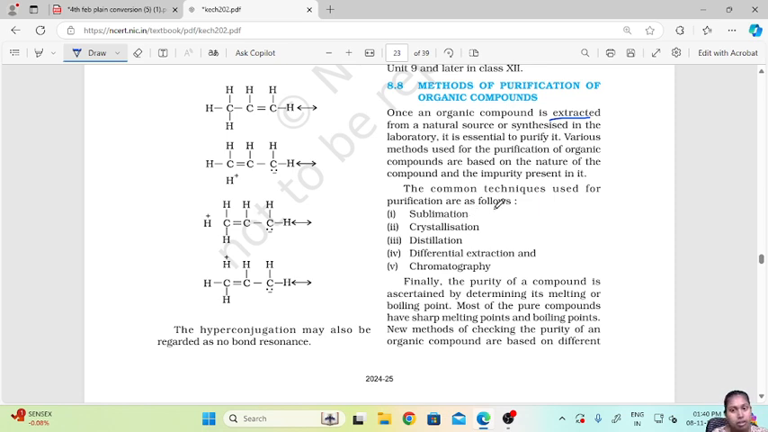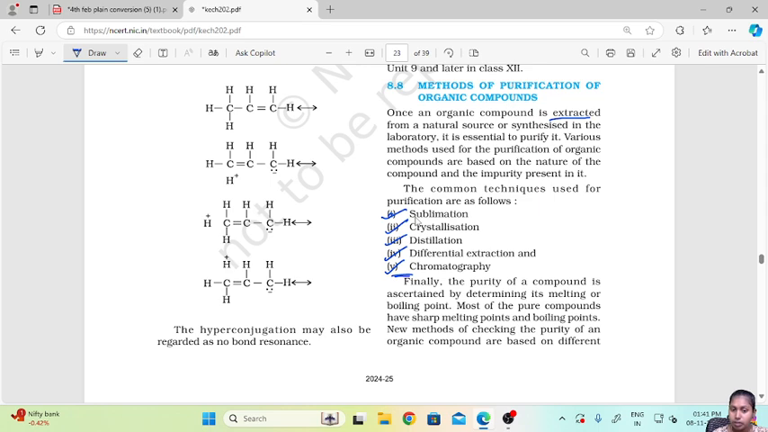It also depends upon the impurity. If the impurity and your organic compound are quite similar, the difference is not huge, then you can use differential extraction to separate them. So depending upon the compound and the nature of the impurity present in it, you can choose any of these methods for your separation or purification. The common techniques which we use are sublimation, crystallization, distillation, differential extraction and chromatography. Amongst these, chromatography is the most common one.